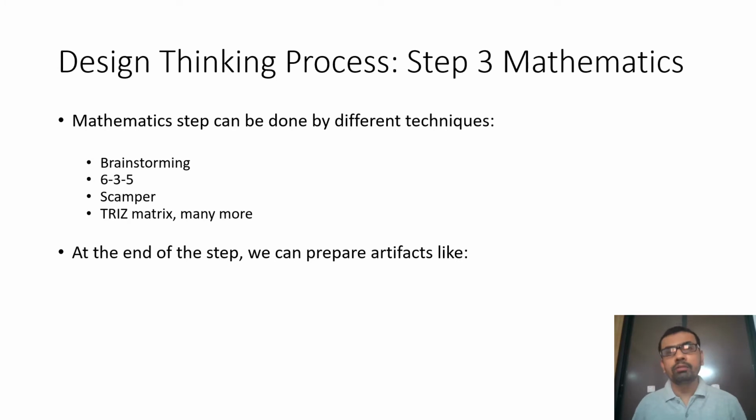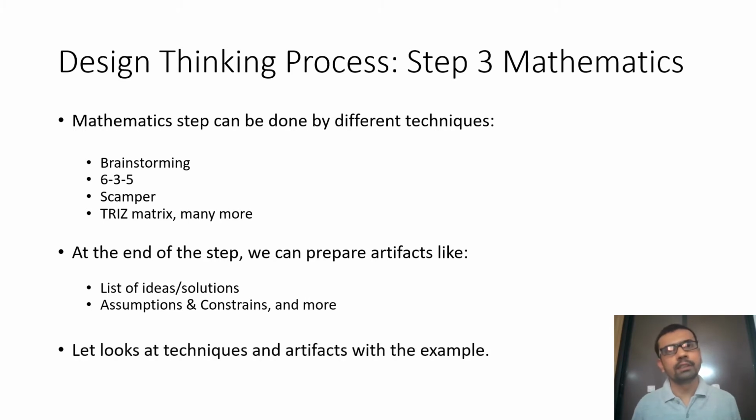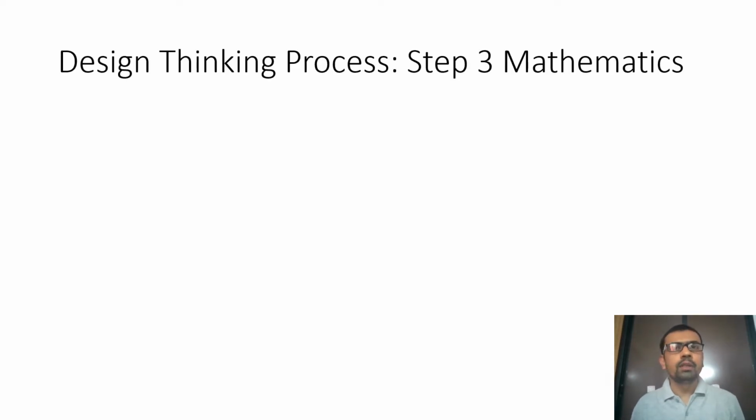At the end of the solution, we'll get a list of features, and we'll get the assumptions or constraints, anything for that particular idea. So in this step, whatever documents we currently have, the analysis doc, the customer journey map and everything we prepared in the previous sessions, we will use that. We will use these techniques and we will prepare the artifacts for this step. So let's dig into it.